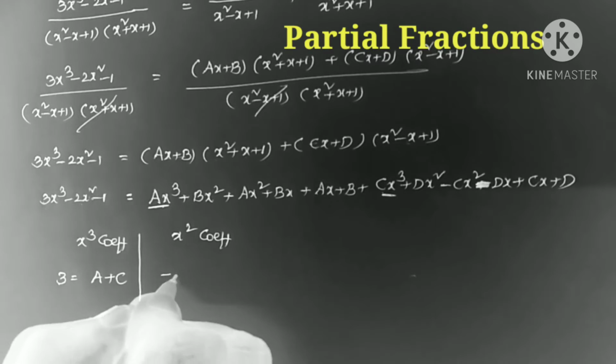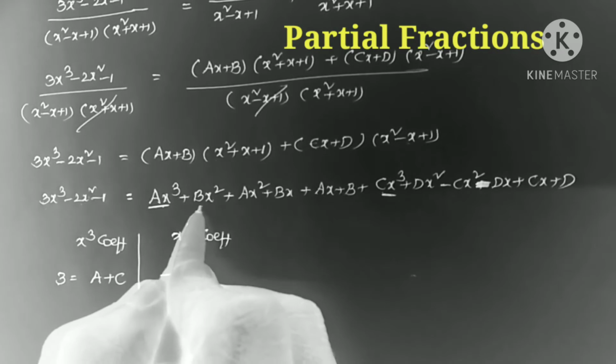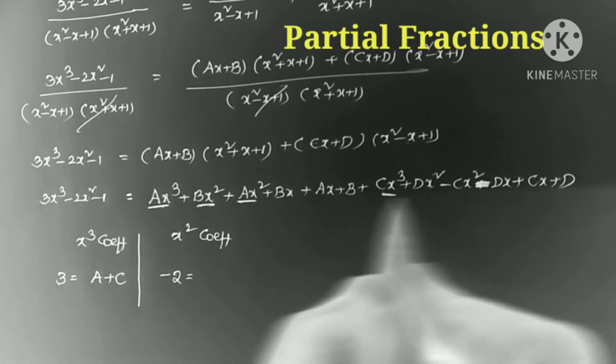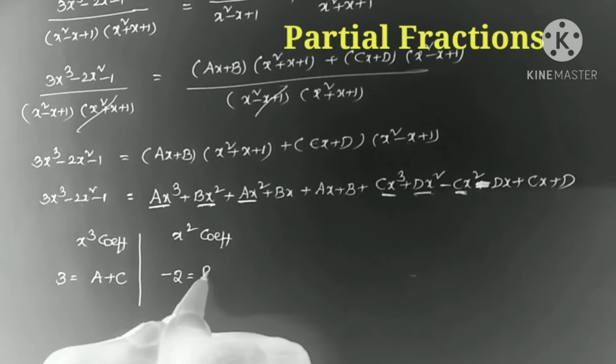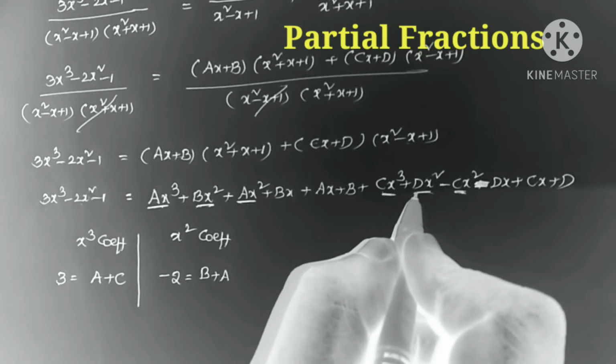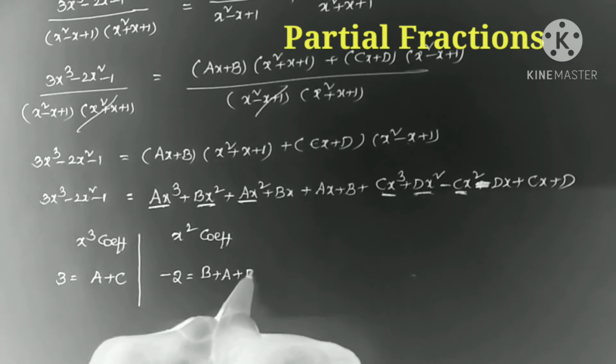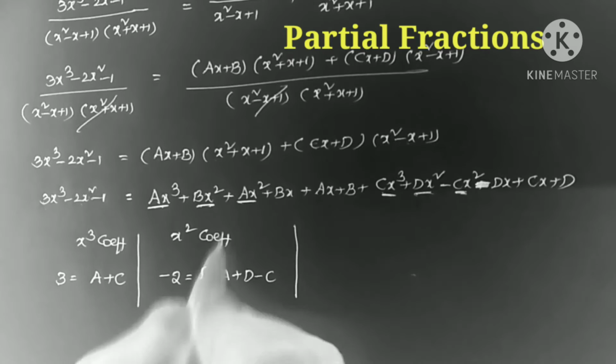Here we have only minus 2. Minus 2 is equal to bx², ax², dx², cx², that is b plus a plus d minus c. So this is the second equation.